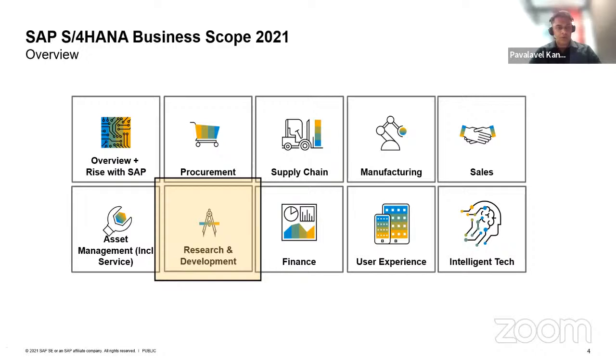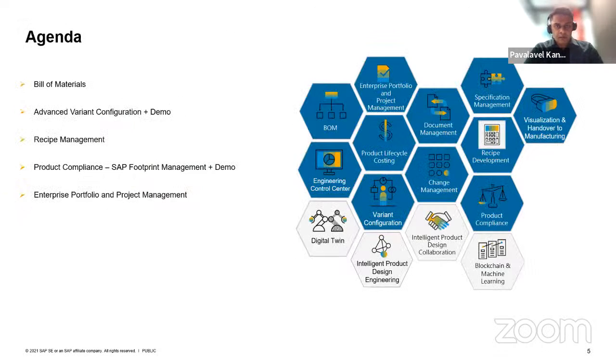Quickly jumping in, today the business scope will be research and development. The other sessions would have been taken by my other colleagues, so we will be focusing more on the research and development capabilities in S4HANA. The agenda for this meeting today is bill of materials. When I say bill of materials from an R&D perspective, you develop the bill of material required for producing an end product in a laboratory, or for a research and development activity, and then the creation of a variant configuration, advanced variant configuration, which is available as a part of S4HANA.